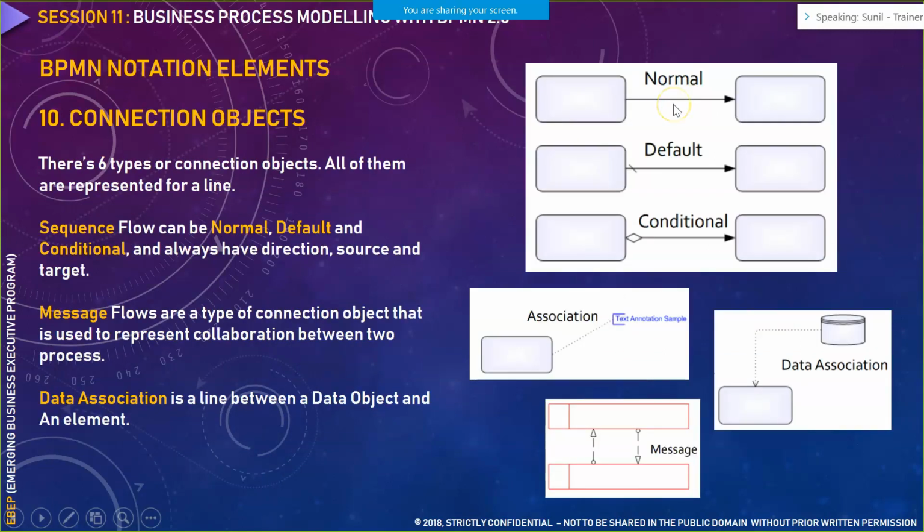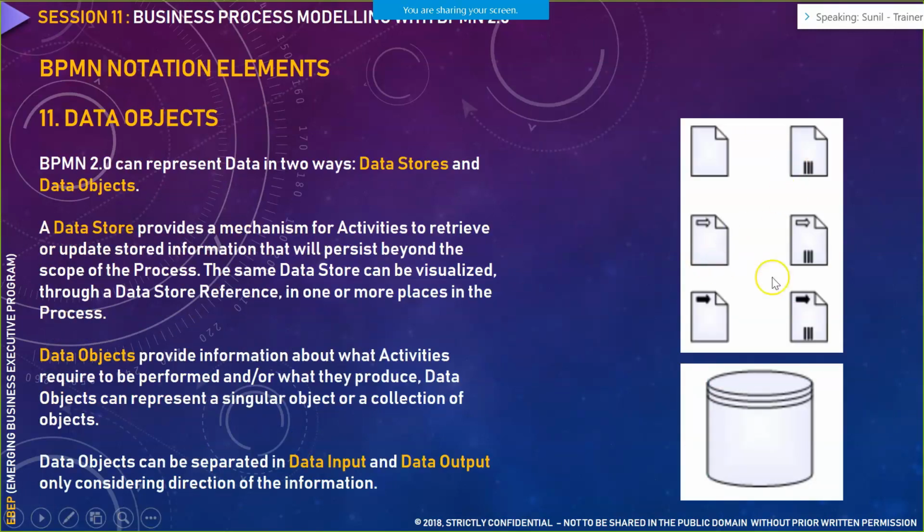These are the connector objects, like how you are showing the direction from one process to another process, how you are showing the association with the database or anything else, how your messages are interacting with each other. These are some of the connection objects that you use in BPMN notation. These are similarly data objects. Wherever you want to show a database, data input, data output, or data retrieval, anything, you would be using these marker symbols along with your database symbol.